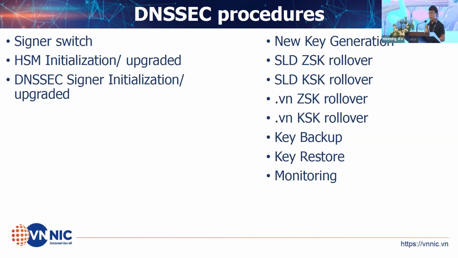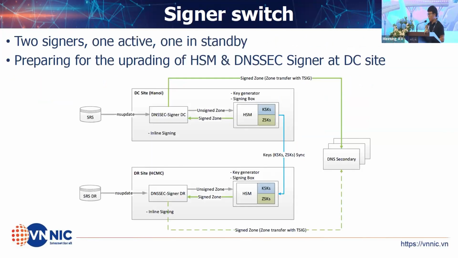go to the key rollover for the .vn first, for the second level domain first, and then we rollover for the .vn. So for the signer switch, as I told you before, we have 2 signers, one active and one standby. So before the rollover, we have to upgrade the SSM and the DNS signer.